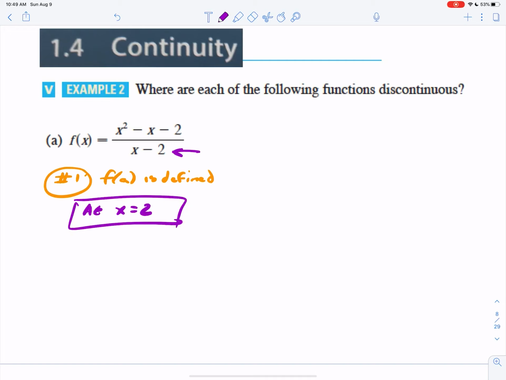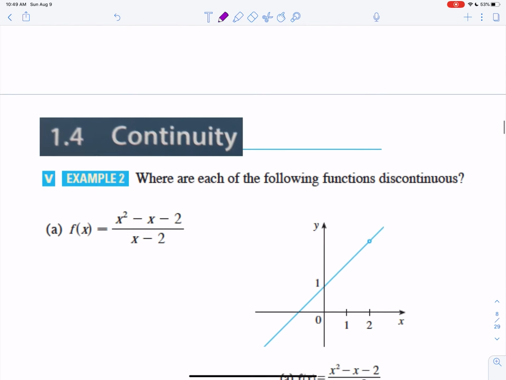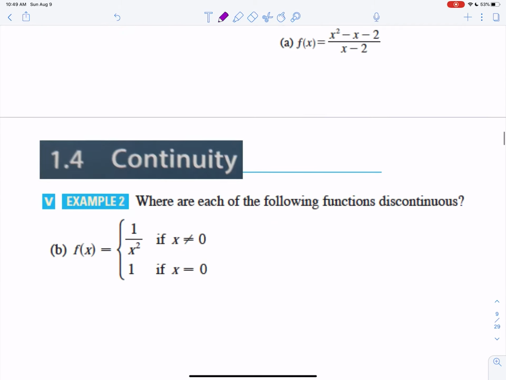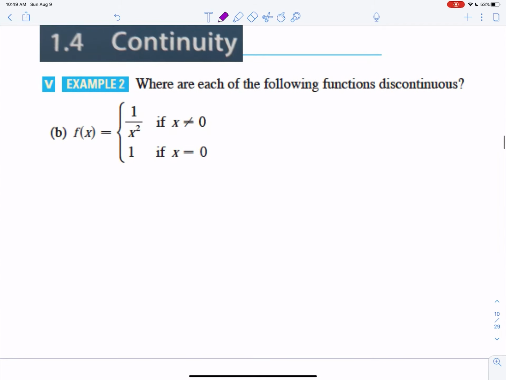That's usually the easiest thing to do to spot if you have a fraction, right? Notice here, there's a hole. So it breaks rule number 1. It's not defined anywhere, right? Okay, let's keep going. Here's part B.